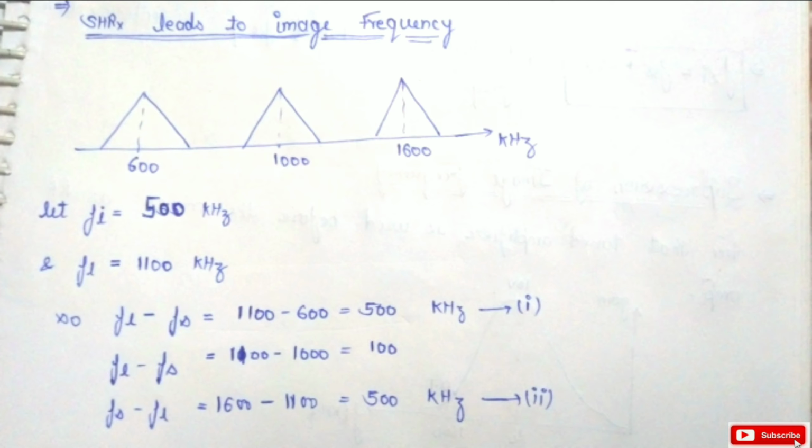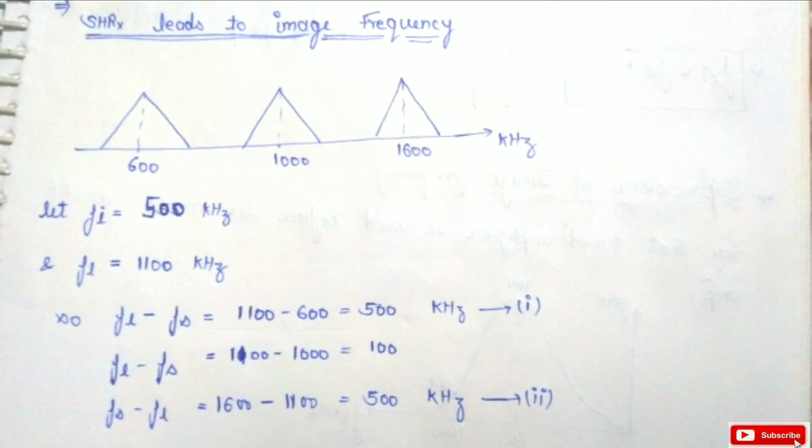Let's fix some terms. We fix the IF amplifier frequency as 500 kHz and FL as 1100 kHz. For the FI we perform FL minus FS. So for the first station, 1100 minus 600 is 500 kHz. For the second it will be 100 kHz. For the third station, FS is greater than FL, so we perform FS minus FL. Then it will be 1600 minus 1100 and the resultant will be 500 kHz. So for the first and the third station we are getting the same FI frequency. So our receiver receives two frequency signals, 600 and 1600.